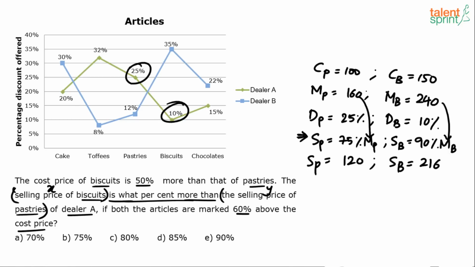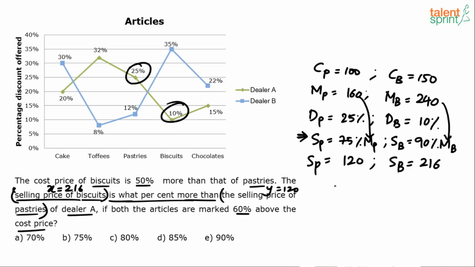Now come back to the question. So X, selling price of biscuits. How much is X? 216. Is what percentage more than Y, selling price of pastries, 120? How much more? Close to 100% more, right? See, 120 has become 240. Not almost 100%, meaning close to that, right?